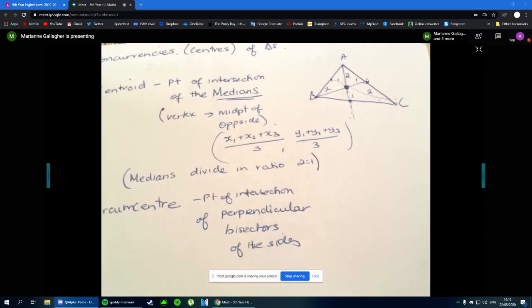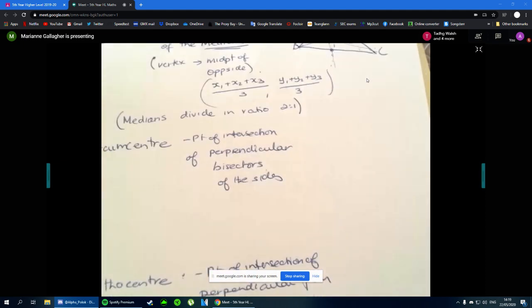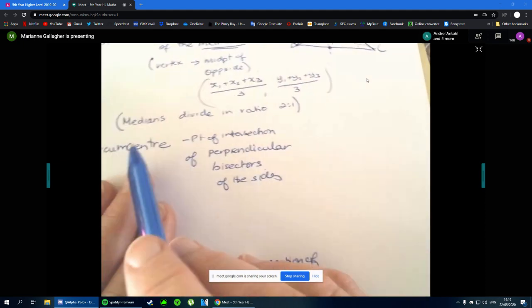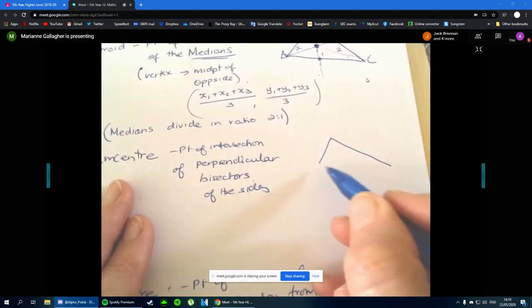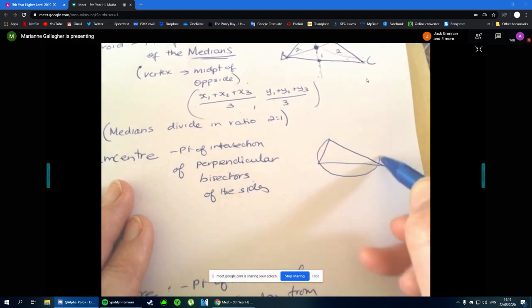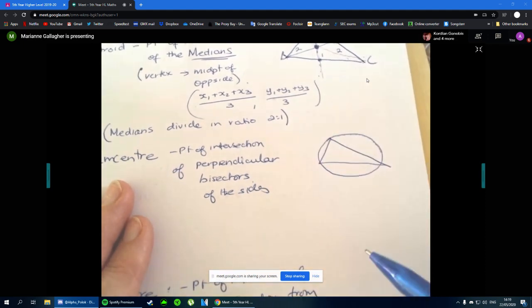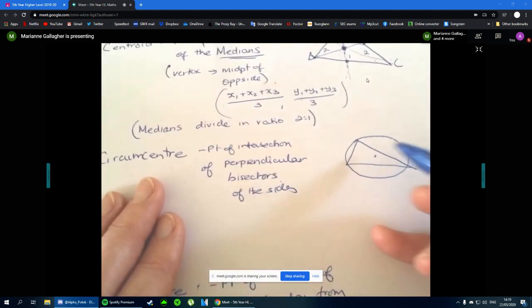So that's just another kind of thing you should remember about medians. The circumcenter, that's the center where you can draw, so if we have our triangle again, you could draw a circle that goes through the 3 vertices, okay? That's what the circumcenter is. So it's the center of that circle that goes through all 3 vertices.